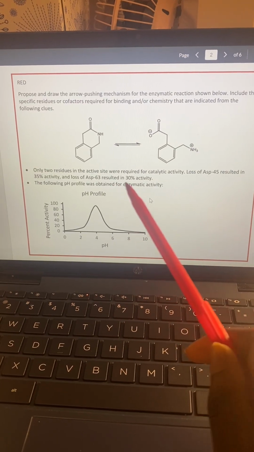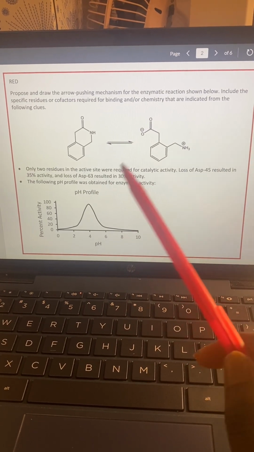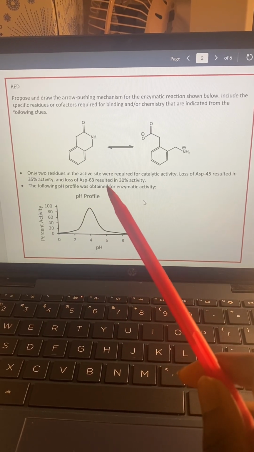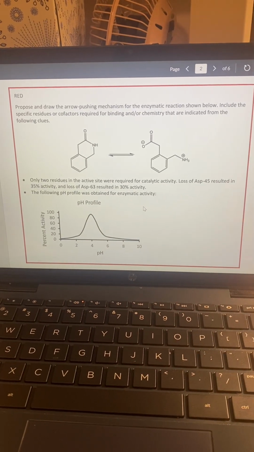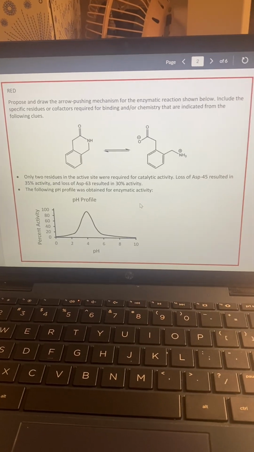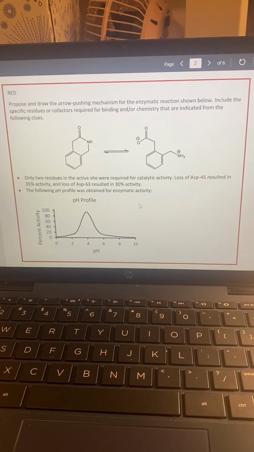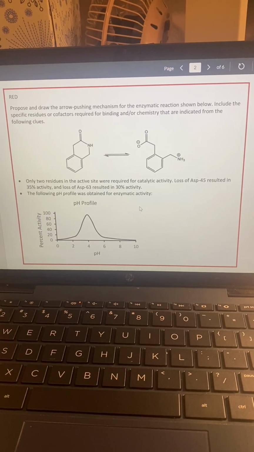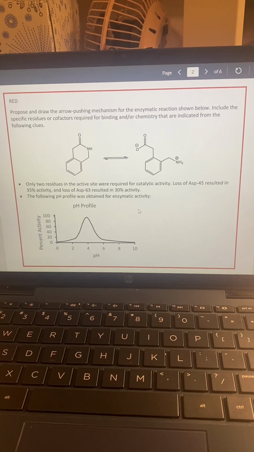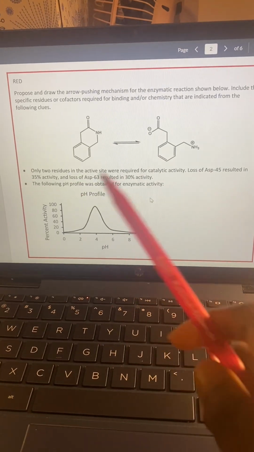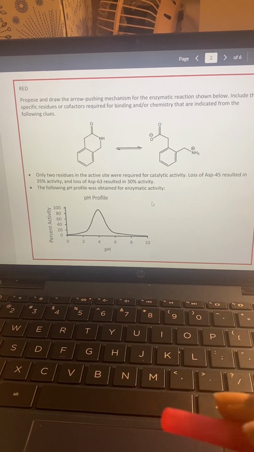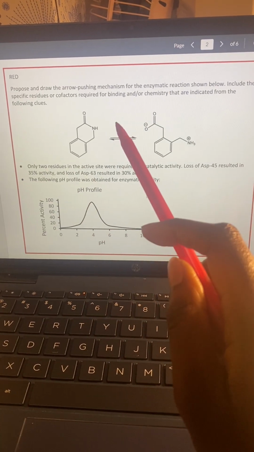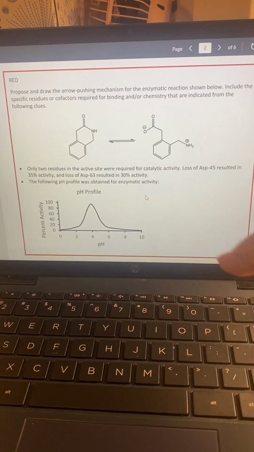Only 2 residues in the active site were required for catalytic activity. Loss of aspartate 45 resulted in 35% activity. Loss of aspartate 63 resulted in 30% activity. So what that basically means is that instead of where we want to be, 100% activity, if we lose those aspartates in our reaction, it's going to be at 35% activity or 30% activity for those specific aspartates we're losing, which means that the reaction is going to slow down significantly if we lose those aspartates, which likely means that those 2 aspartates are the 2 residues that we need in our active site for catalytic activity.